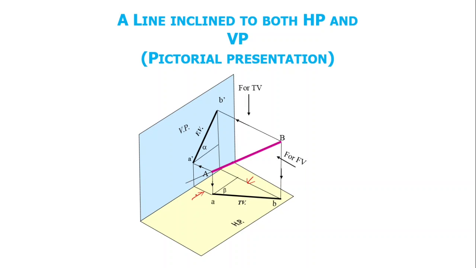at the same time the top view is also extended up to the XY line. Then this point will be the top view of the vertical trace. This point is the vertical trace, VT, and this point is the top view of VT, small letter v.